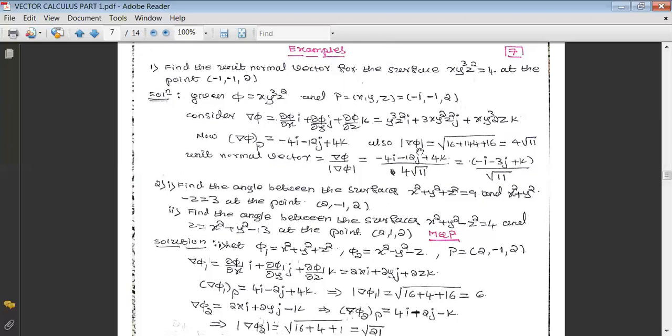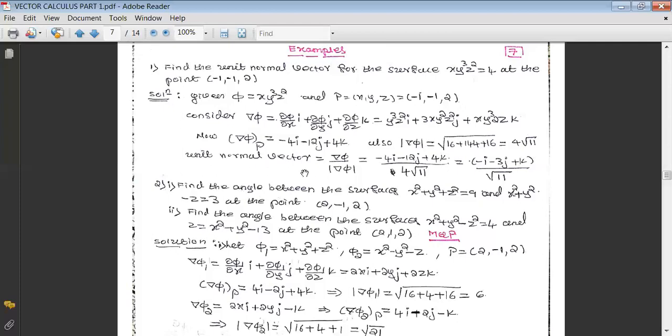Now, the magnitude of this del phi is given by the square root of the sum of the squares of the components. That is, square of this one is 16, square of this one is 144, square of this one is 16, as the components of del phi at P are minus 4, minus 12, 4. And if you simplify, its value is going to be 4 root 11.